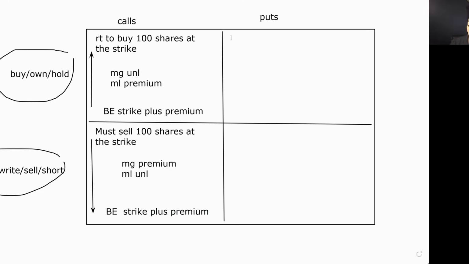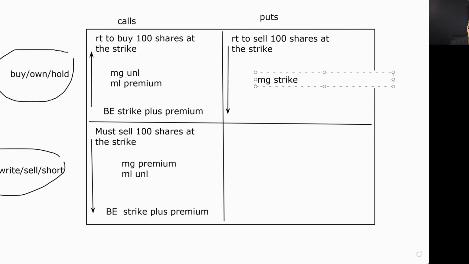Buying a put. What does a put give you the right to do? It gives you the right to sell 100 shares at the strike. Now that means if I have the right to sell it, I want it to go down so I can make money on the way down. So my max gain is going down. Well, it can't be unlimited, it can go to 0. So it's going to be strike minus premium. That's my max gain. Max loss, since I bought it, is premium. You remember, you can never lose more than you spent.